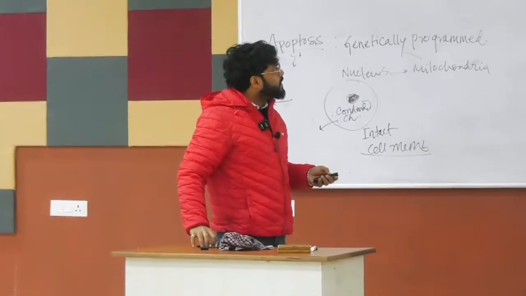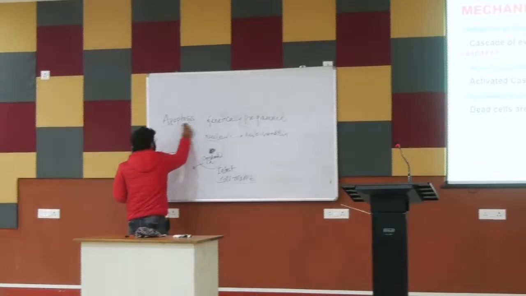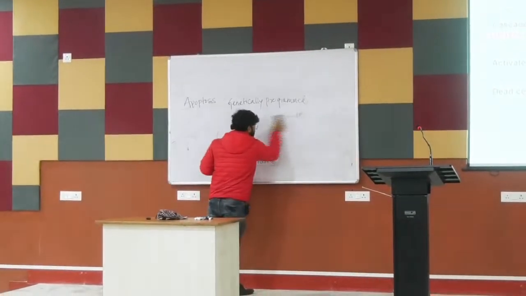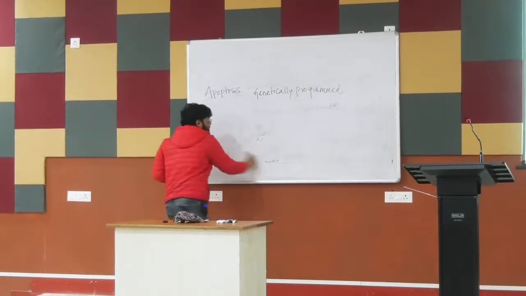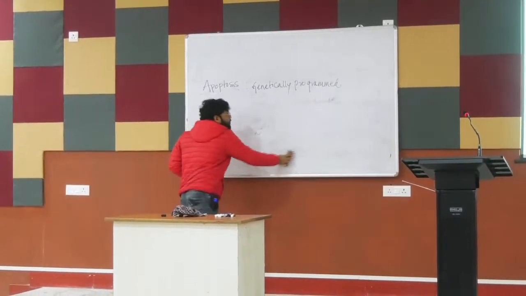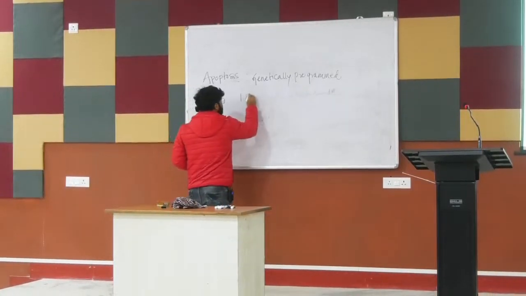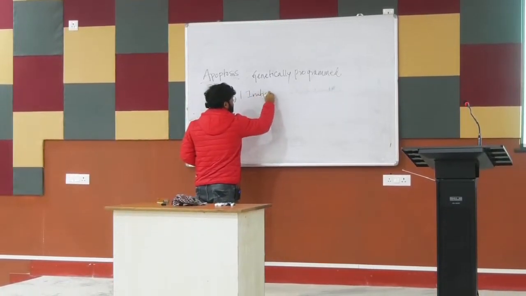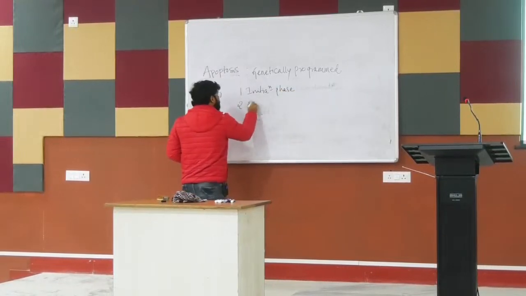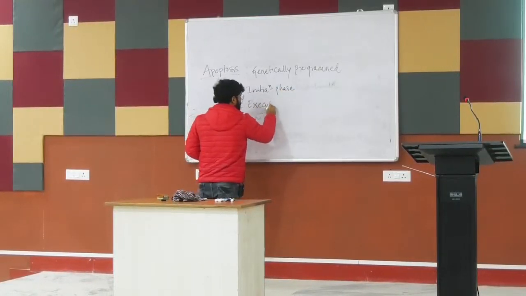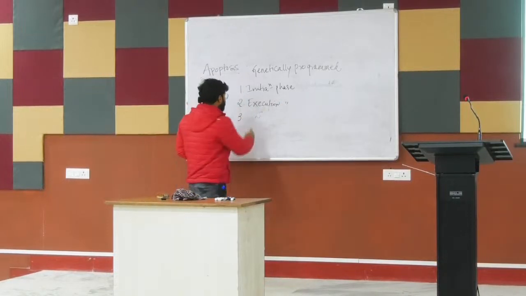So basically there is an important genetically programmed mechanism for apoptosis. There are three phases by which a cell can die. One is the initiation phase, second is the execution phase, and third is the degradation phase.